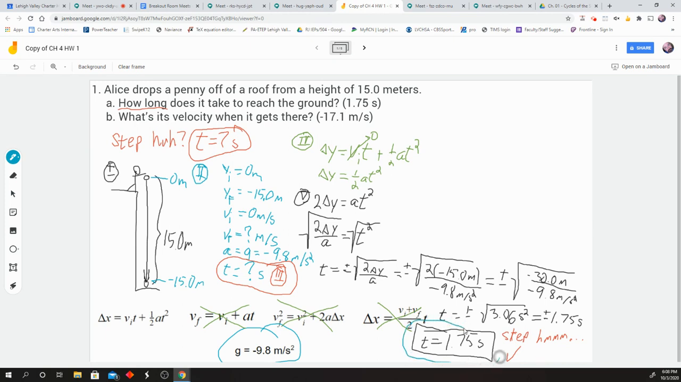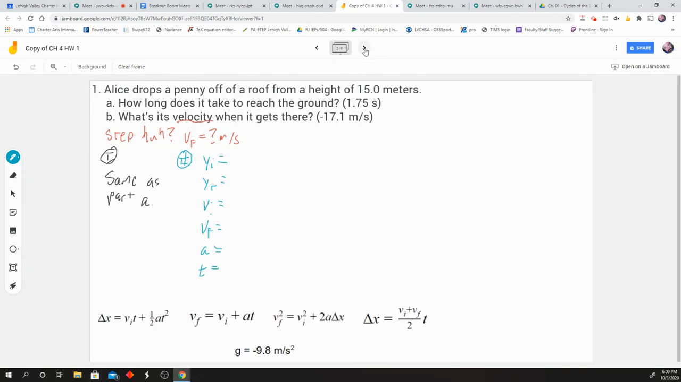So yeah, we earned this number. We worked for it. We earned it. So we have the time. When I go to fill in this variable bank, it's going to be exactly the same as before, only time is no longer question mark seconds. Time is now 1.75 seconds. So let's see. Y initial, again, is always going to be 0 meters. Y final was minus 15.0 meters.